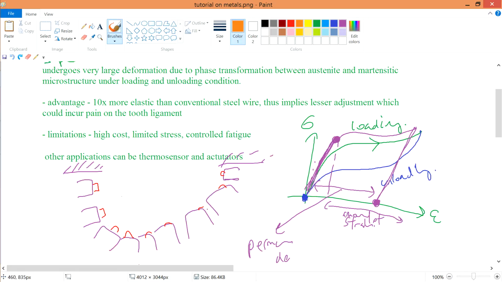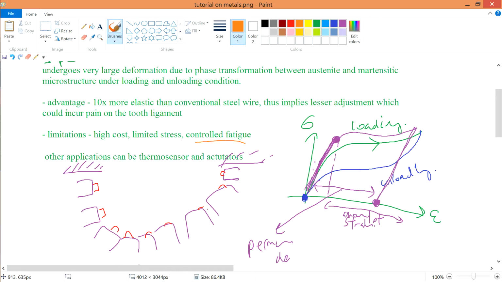And then the limitations: high cost, limited stress, control fatigue. High cost means the titanium. Limited stress is talking about how very hard it is to manage or control your steel wire, because it's very flimsy. There's a hole over here in the middle, and if you want to put this wire into the hole, it's very flimsy and therefore very hard to slot into the hole, so there's a problem there.